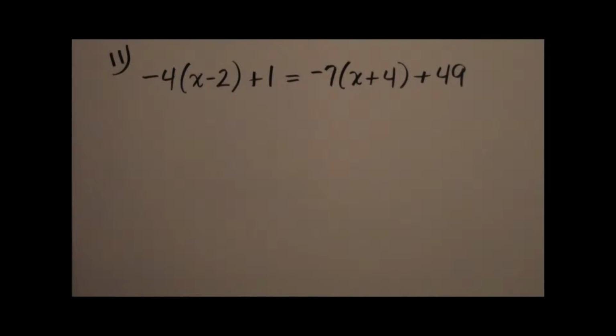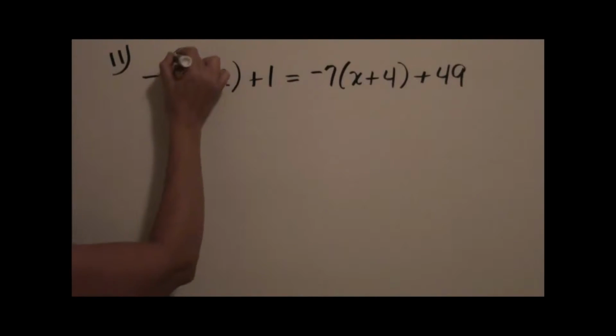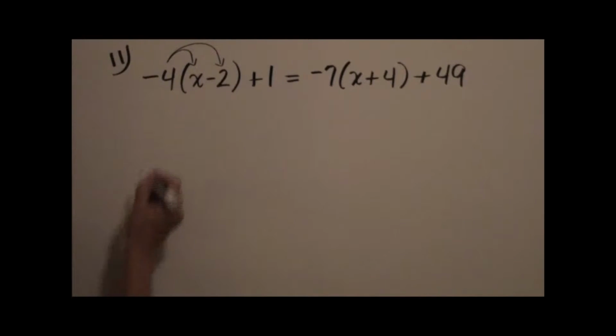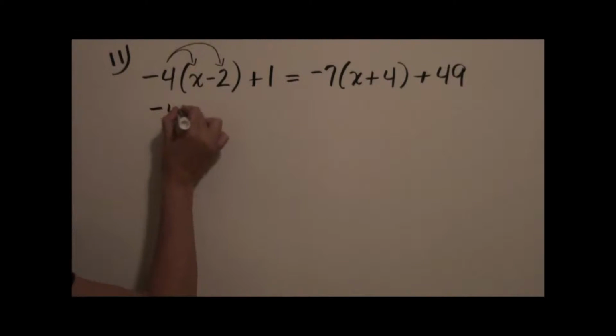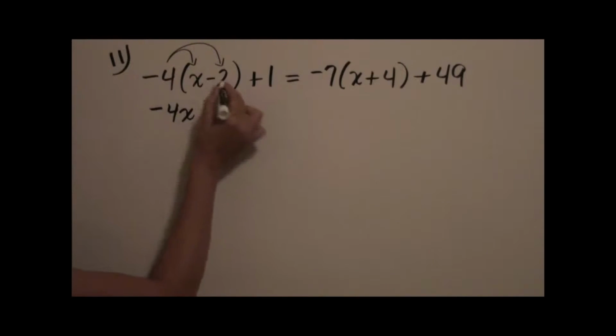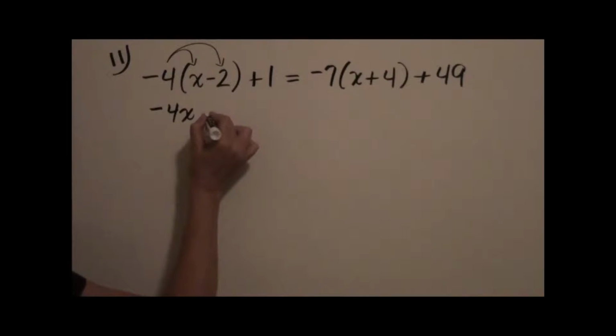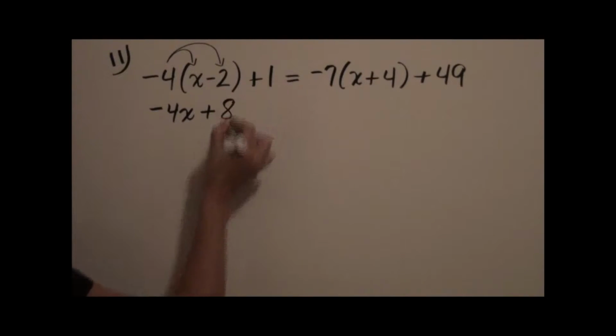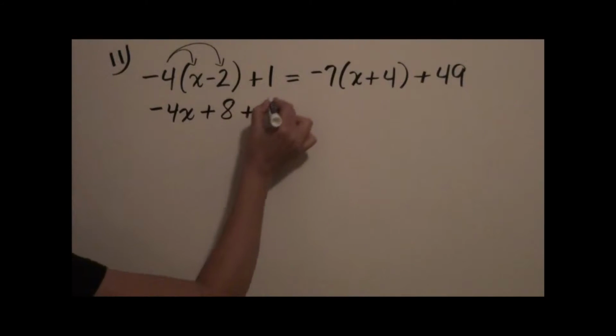Okay, number 11. Now we have parentheses on both sides again. So we start by distributing. Negative 4 times x gives me negative 4x. Negative 4 times minus 2 gives me positive 8, or plus 8. This one wasn't in the parentheses, so I just bring it down as a plus 1.